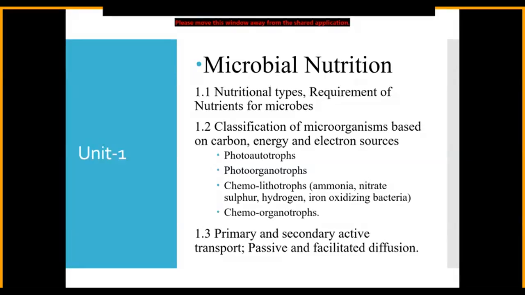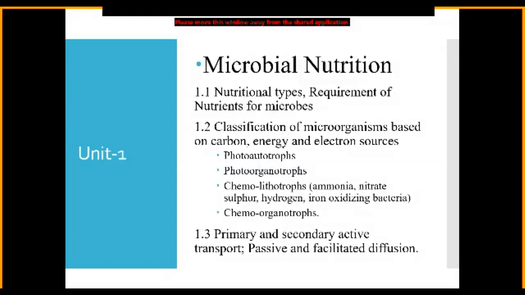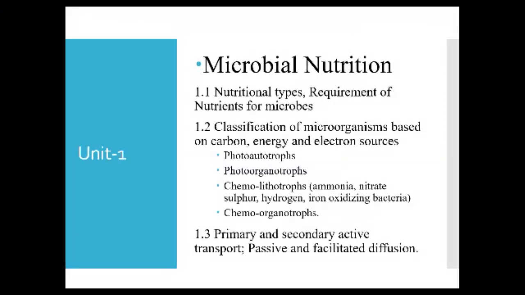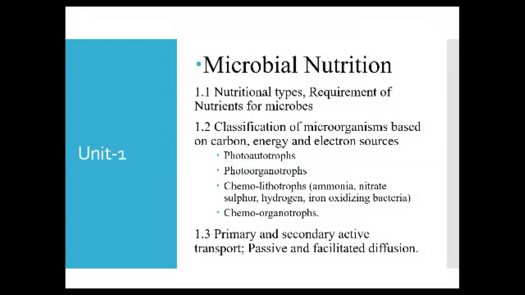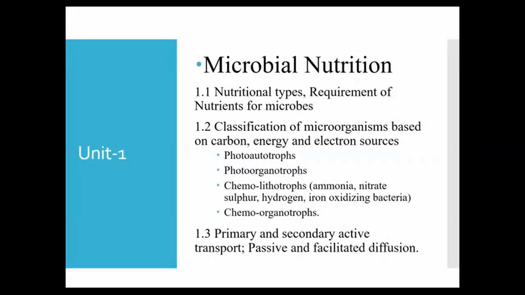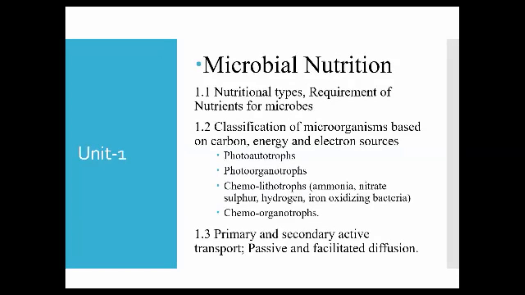nutritional types, the requirement of nutrients for microbes. 1.1 is going to be covered. Then 1.2, over there, I have taken up the photoautotrophs and photoorganotrophs. Okay, up to 1.2, I have covered till this. We are not going to learn about the chemolithotrophs and others, so that you have learned about oxygenic and anoxygenic. That pathway I have told.